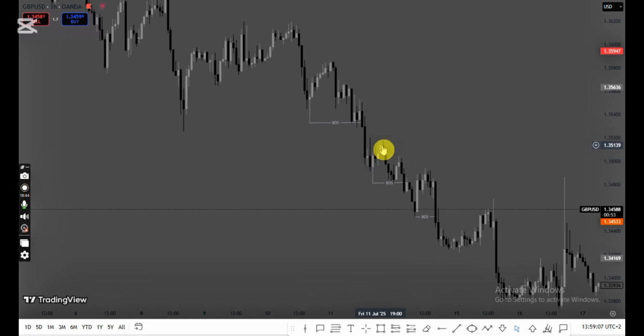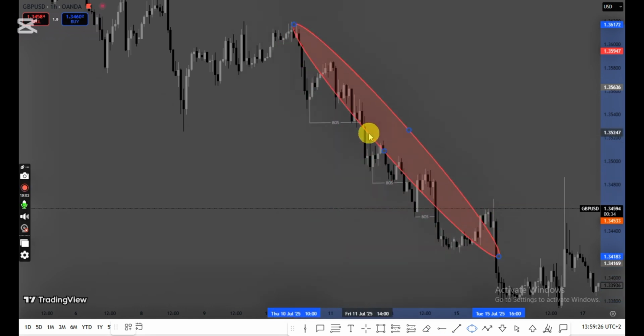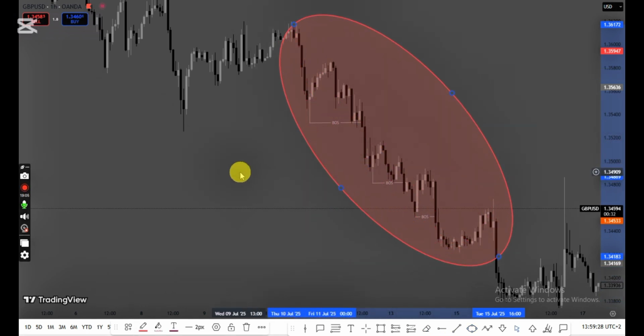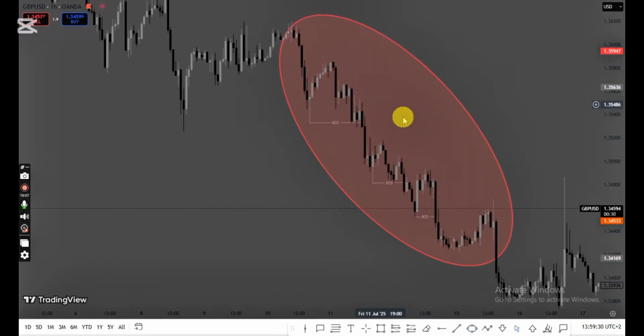Alright, so as we see here, we continue to make breaker structure to the downside, again coming back in the range and then creating another breaker structure. So what we see here is a market that is very bearish. It is trending to the downside. So we call all of this a bearish market trend.